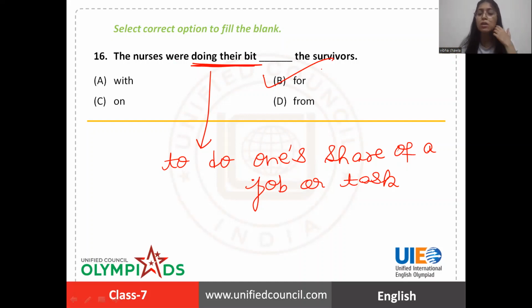Okay. Survivors are those who continue to live even after going through a lot of difficulty, even after going through a lot of danger. Like almost they were killed, but they are still continuing to live. So those are survivors. So nurses were trying to save their lives, so they were doing it for the survivors, okay, not from, on, or with.